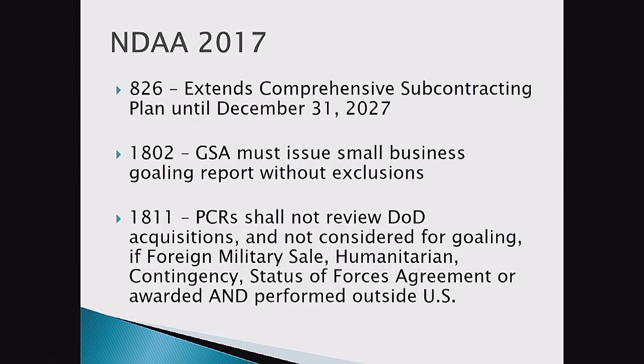So the NDAA of 2017, a lot of things in this just came out, and it was just signed in December. It extends the comprehensive subcontracting plan until December of 2027. That mainly affects DoD. It requires GSA to issue a report on small business goaling performance, but without any exclusions.